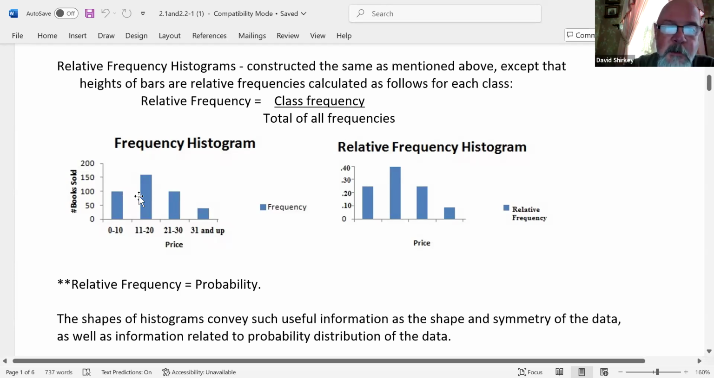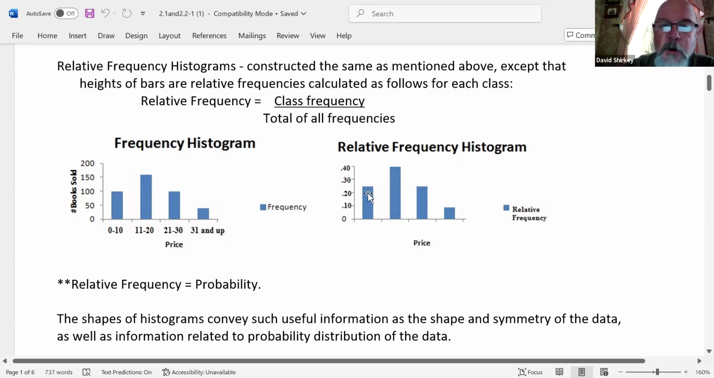The relative frequency histogram, class frequency divided by total, take a look at it. It's the same shape. The only difference is over here on the side, you don't have the number of books sold. You just have 10%, 20%, 30%, and 40%, right? Calculating those relative frequencies. But notice the shape is the same. Relative frequency, by the way, is probability. When we get in the probability chapter, relative frequency is one of the methods you use to calculate probabilities.